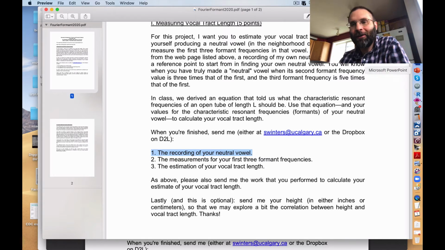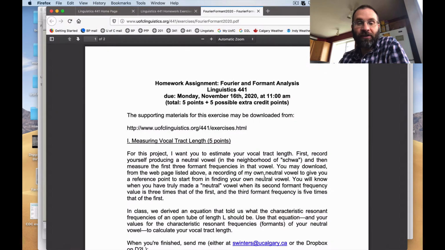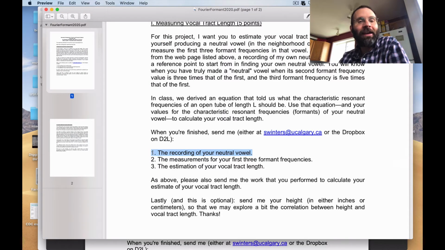I would recommend trying to produce something that sounds like this, sort of like a wedge, right? So your tongue should be a little bit higher and a little bit further forward to get sort of this evenly spaced pattern. It may take a while to do that, but once you succeed, then record, keep that recording and send it to me. And then on the basis of that recording, make measurements of your first 3 formant frequencies. And then on the basis of those measurements, estimate your vocal tract length.